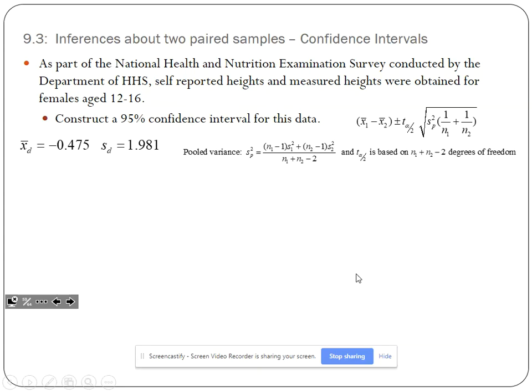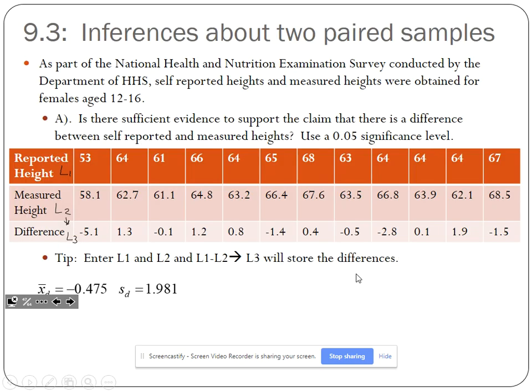Continuing on with our section 9.3 problem, we've got to find a 95% confidence interval for the problem that we just did. Again, as part of the National Health and Nutrition Examination Survey conducted by the Department of Health and Human Services, self-reported heights and measured heights were obtained for females aged 12 to 16. So the table looks like this. We did that in the last example.